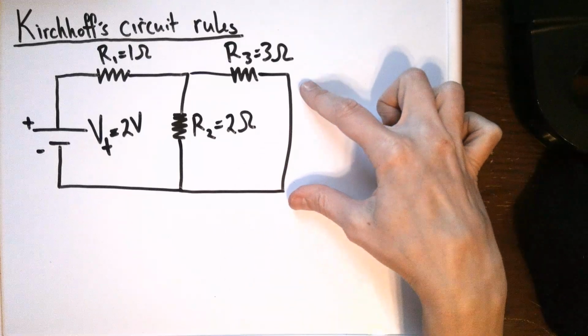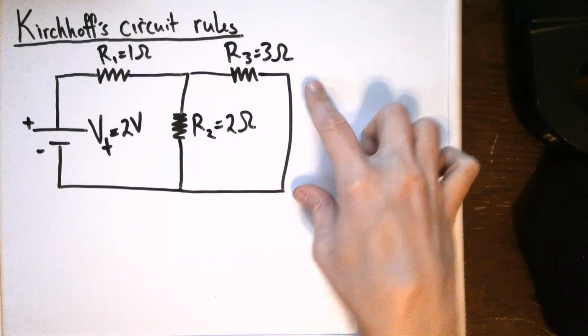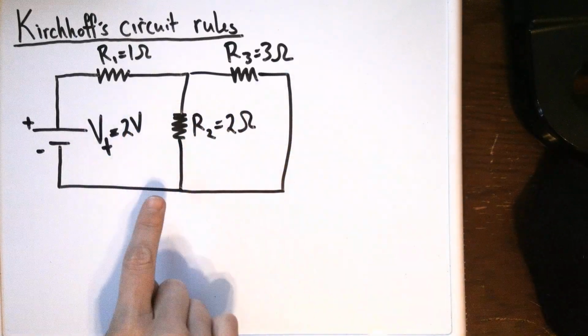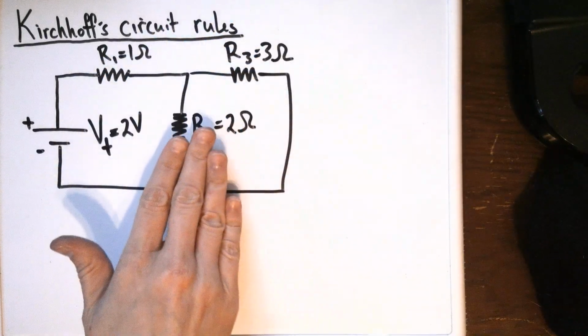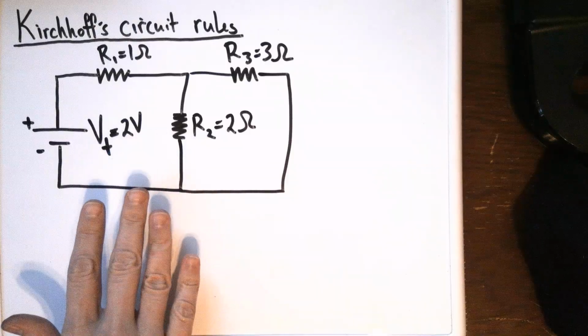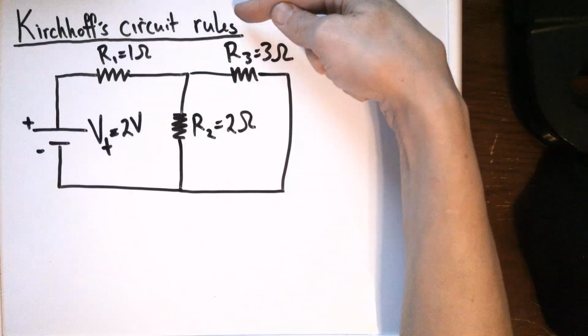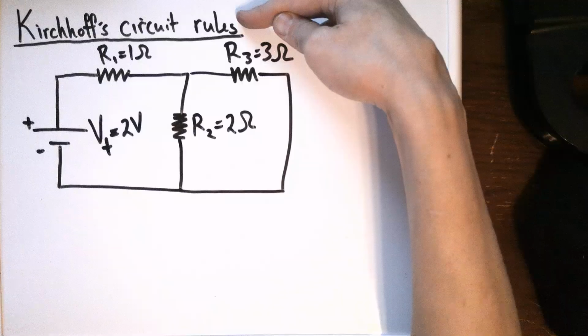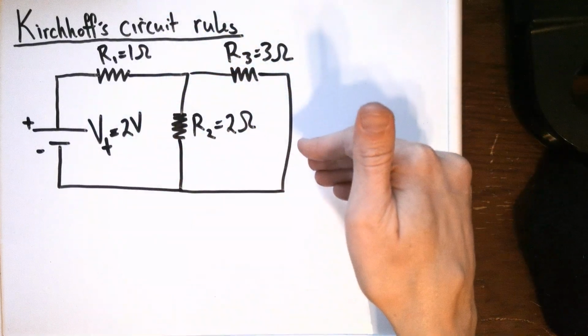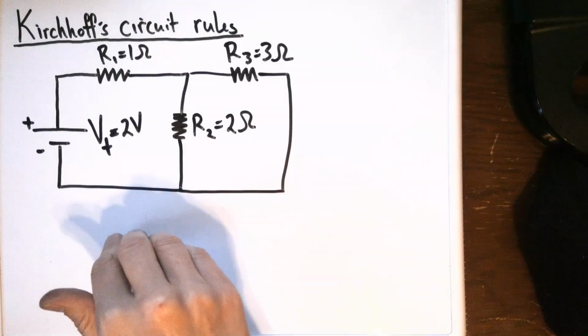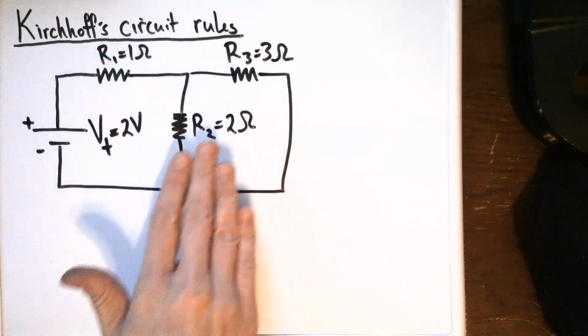Right, so say you got a circuit that looks like this, and you want to know how much current goes through each of these resistors. Well, you could certainly figure out the equivalent resistance and then use Ohm's law to do it, but you can also use Kirchhoff's circuit rules. And so Kirchhoff came up with these rules, which are actually basically conservation of charge and conservation of energy, but they will let you know what's going on in a circuit.